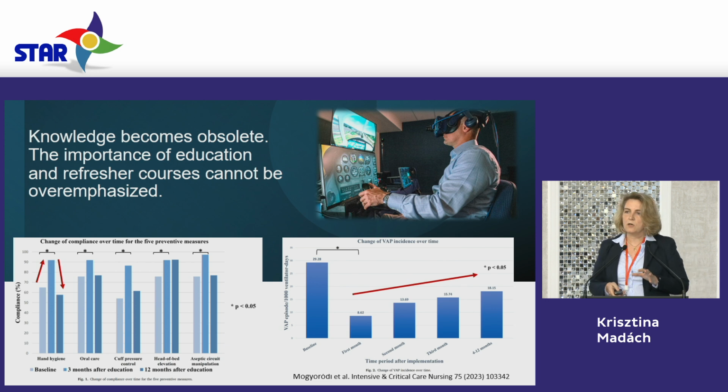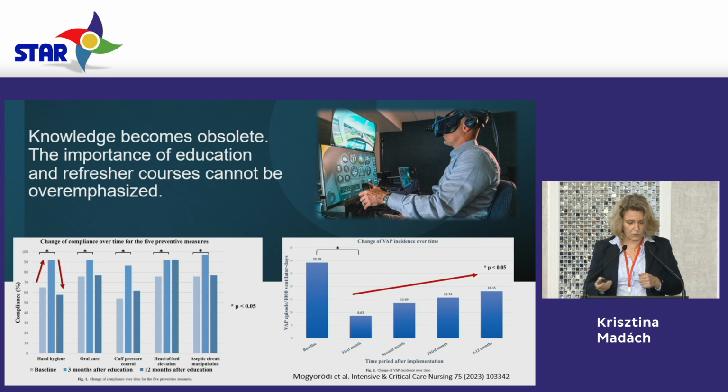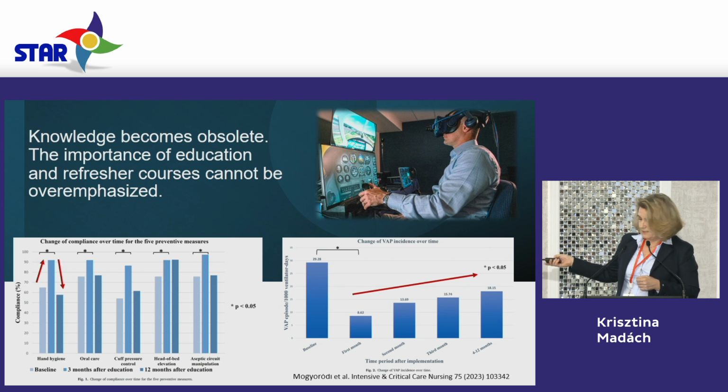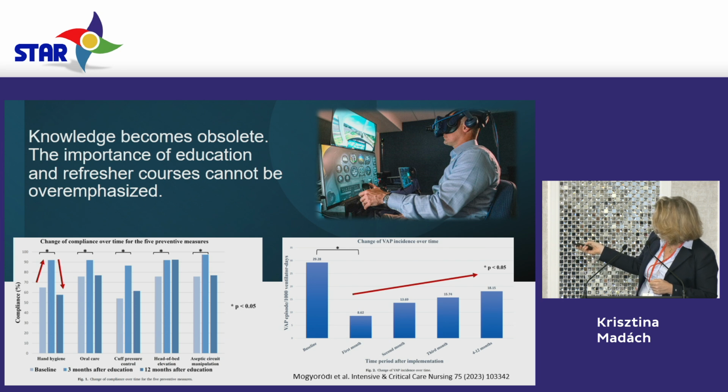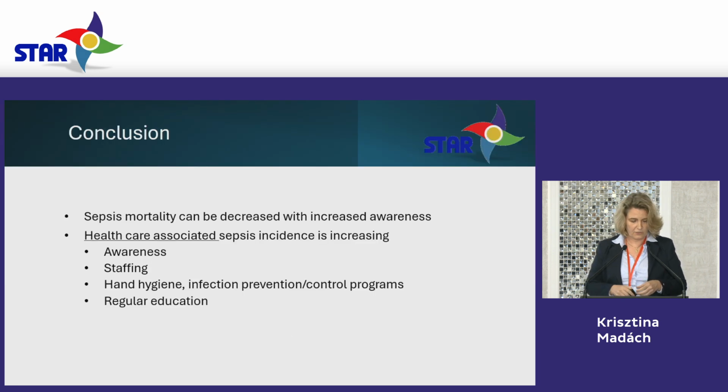But knowledge is obsolete. The problem was that once we taught everybody how to do better hand hygiene, the compliance was quite good, and then it fell after 12 months, going back to almost worse than at the beginning. Parallel to this, you can see that the incidence of ventilator-associated pneumonia went up again. It dropped first and went up again. So refresher courses cannot be overemphasized in this situation.